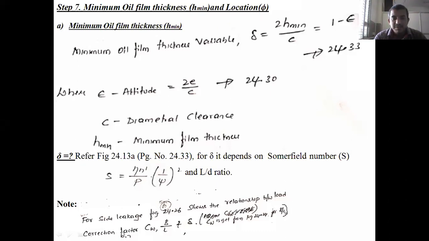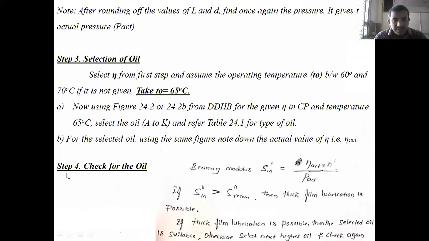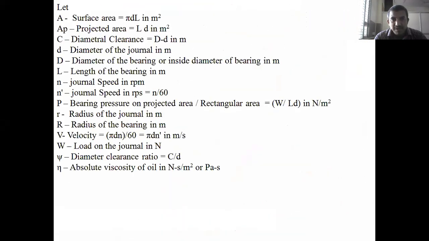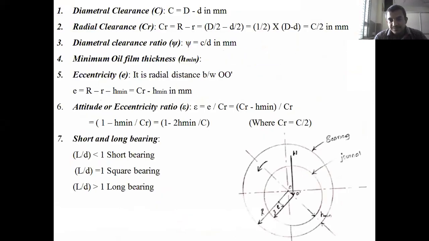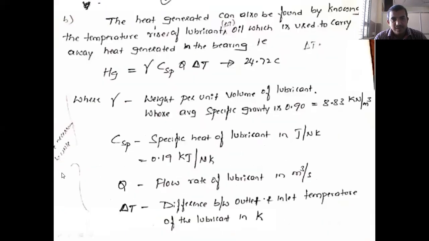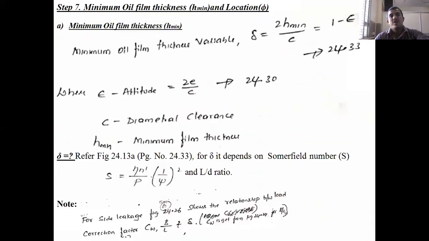As you know, what is the H minimum? H minimum is the minimum oil film thickness. It is the radial distance between the bearing and the journal. That is what we call the minimum oil film thickness. And where it is located, with respect to the journal rotating in the counterclockwise direction, that will be the location. Now these two things we want to determine.